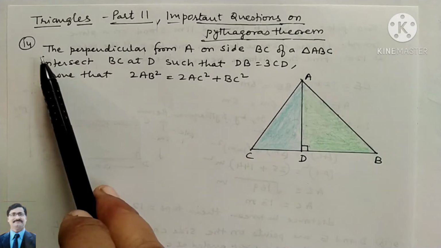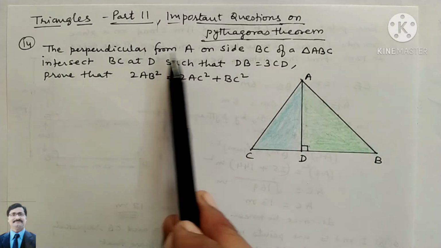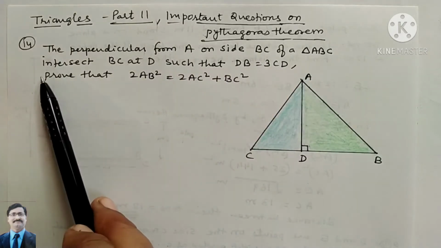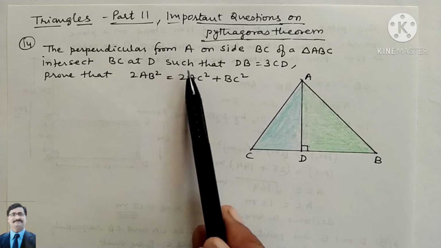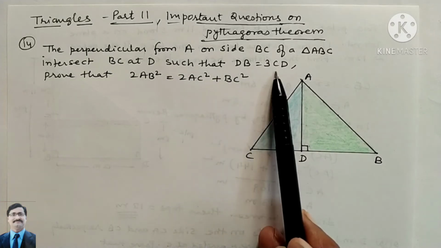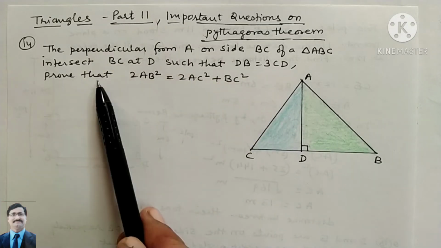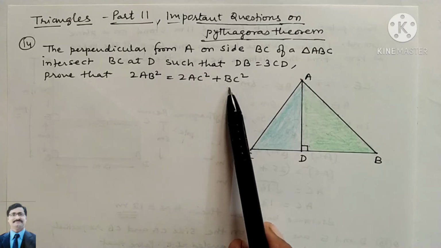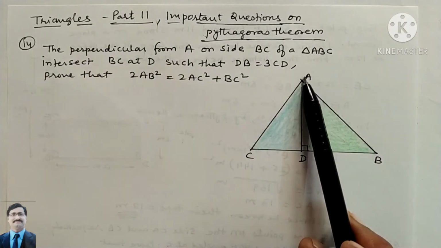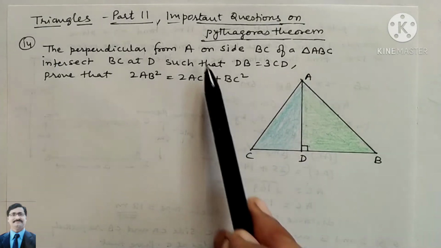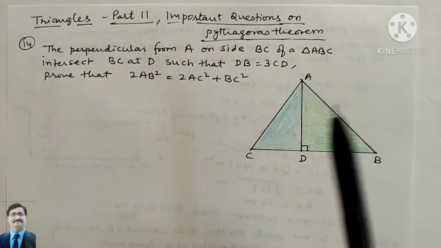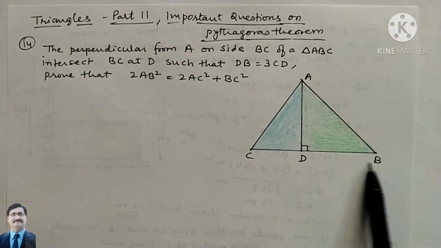First we understand. The perpendicular from A on side BC of a triangle ABC intersects BC at D such that DB equal to 3CD. Prove that 2AB square equal to 2AC square plus BC square. Look here, perpendicular from A on side BC. This is BC side of triangle ABC, and it intersects BC at D.